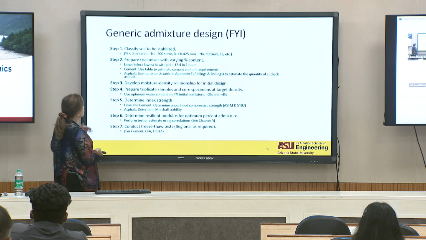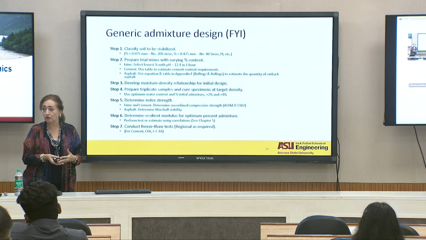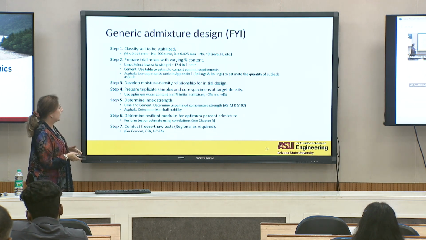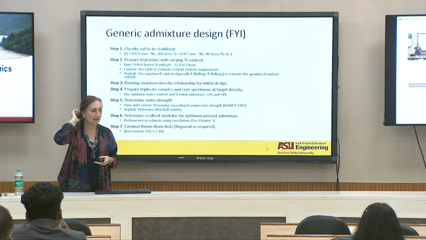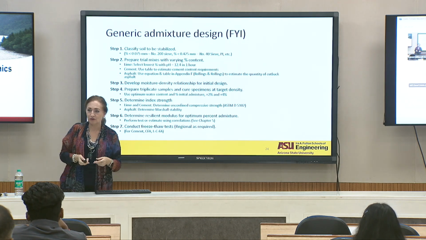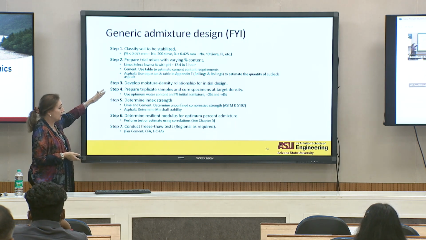Right. So next, once you prepare the trial mixes to see how this mixture is going to work for your soil, you develop moisture density relationships for the initial design of the treated material, right? Then you prepare triplicate samples, and this is something that pavement people do. We don't do triplicate. I don't know how many samples you do, but usually we don't do many, right? You duplicate samples because it takes a lot of time, but the more samples you do, the better, and cure specimens at a target density.